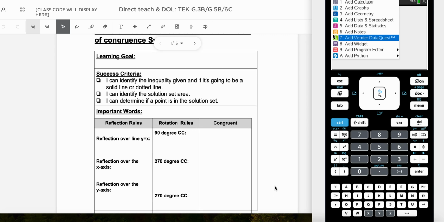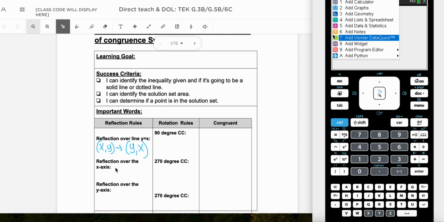All right, so we're going to be looking at some reflection rules and rotation rules. The first one we're going to look at is what happens when we reflect over the line y equals x. If you have a point (x, y) and you reflect the point over the line y equals x, the new coordinate is going to become (y, x). Just notice that the coordinates switch position. So you have (x, y), it becomes (y, x).